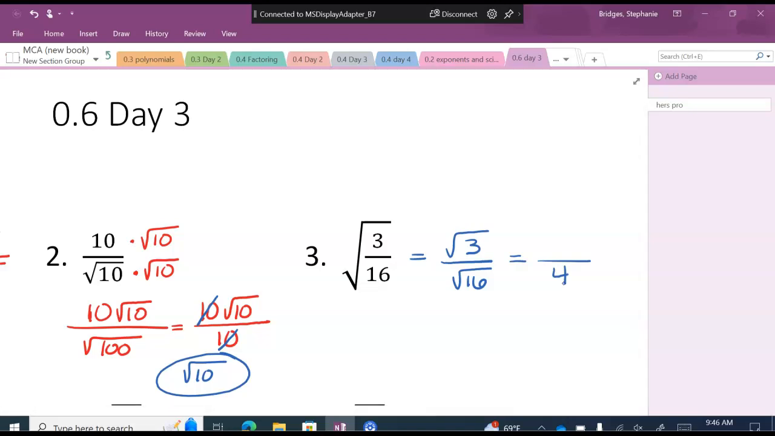What about the numerator? Does that have a perfect square in it? So that's going to stay. Is that allowed as an answer? Yeah. Okay, so sometimes we get lucky and our denominator is already a perfect square.